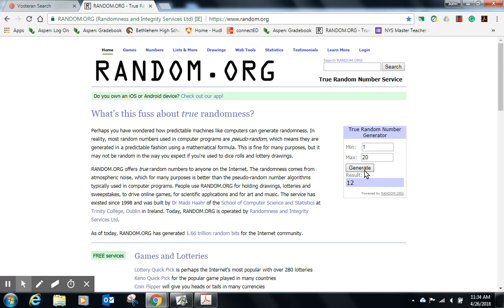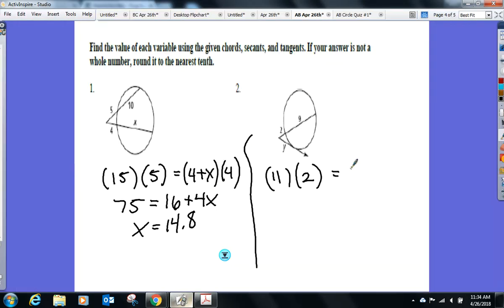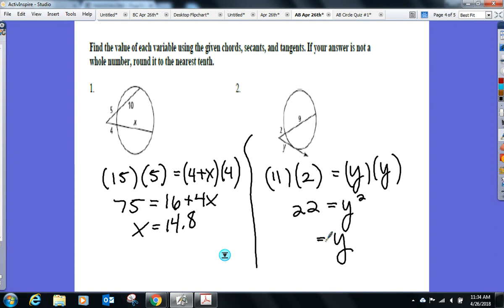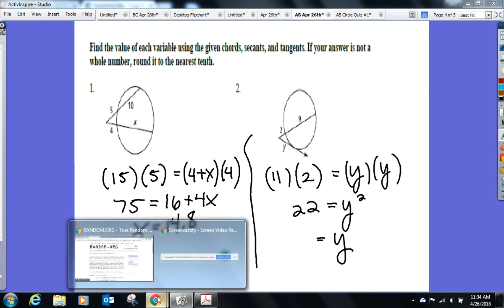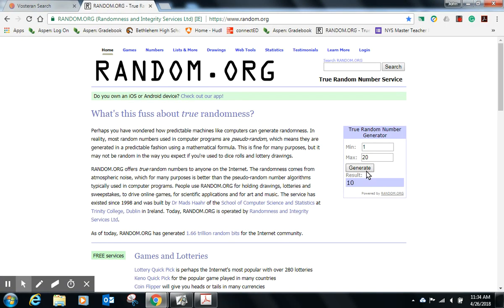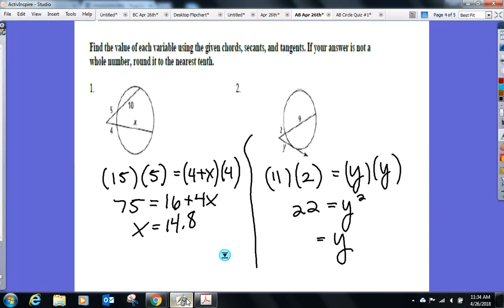Whole tangent length. 12, whole tangent length. Y times itself, because that's the part on the outside, so it's going to be y squared, equals 22. And just need it rounded to the nearest tenth. Rounded to the nearest tenth. 4.7.